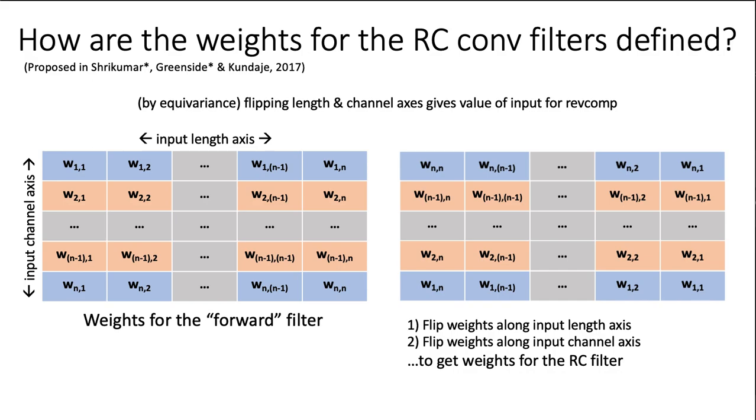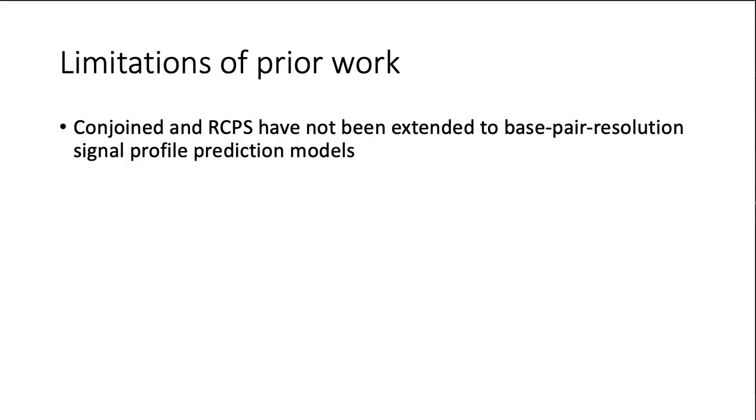This is the procedure that is used to tie the weights of the forward filters to the weights of the RC filters, such that if the network learns to recognize a motif with the forward filter, it can also recognize the reverse complement of the motif with the RC filter.